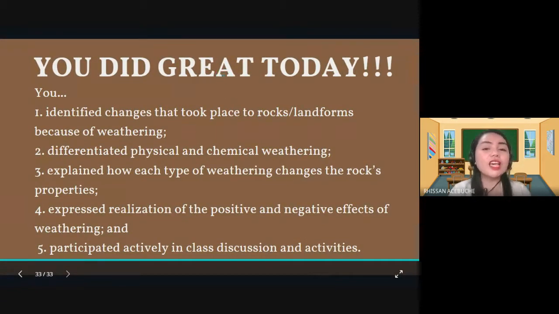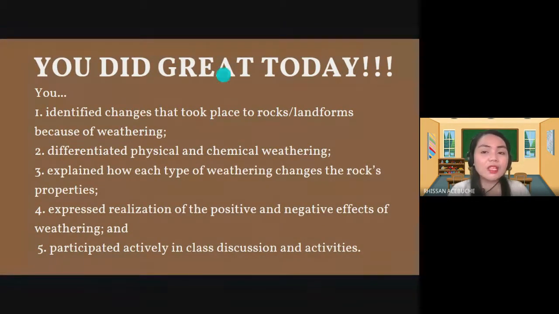Congratulations. So today you identified changes that took place to rocks and landforms because of weathering. You also differentiated physical and chemical weathering. You also explained how each type of weathering changes the rock's properties, expressed realization of the positive and negative effects of weathering, and lastly, you participated well in all the activities in our class and in our group activity. So thank you so much for doing great today and congratulations.